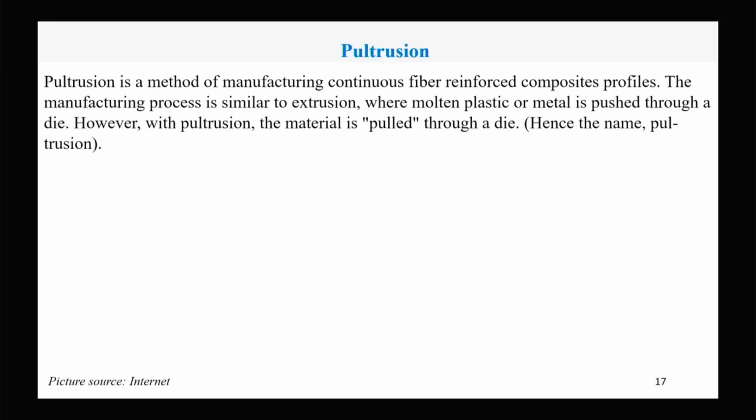Then pultrusion is there. It's a method of manufacturing continuous fiber reinforced composite profile. Basically, there has to be some continuous fiber in filament form, and the manufacturing process is similar to extrusion. We pull the matrix impregnated filament through a die, and that's why the name comes from pulled and extrusion, pultrusion.